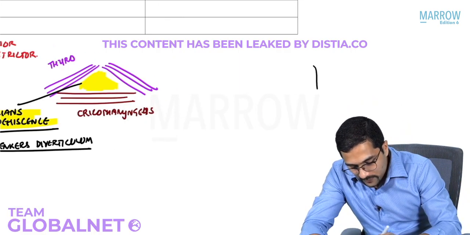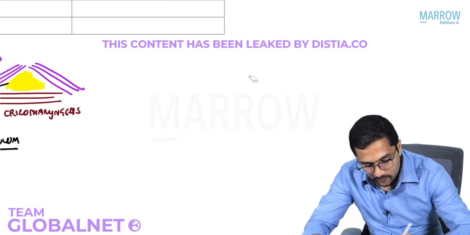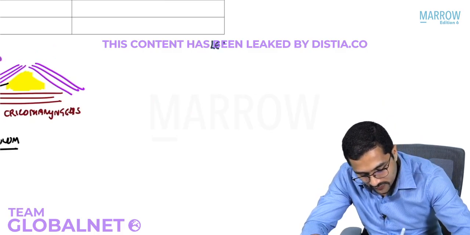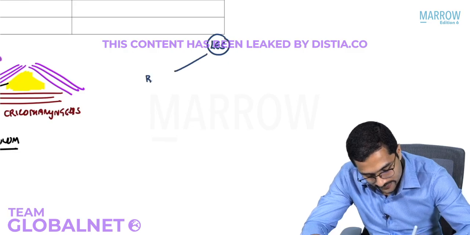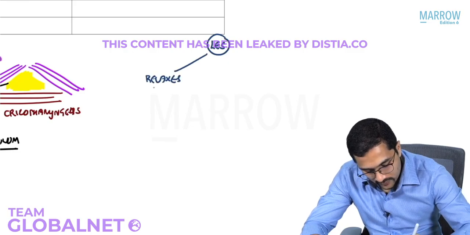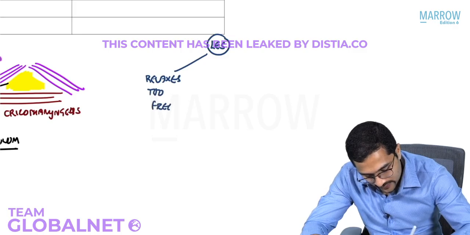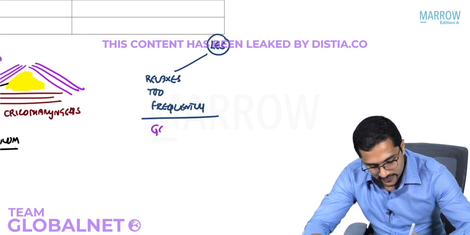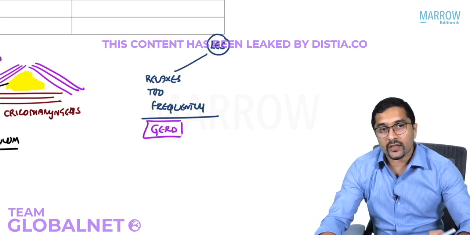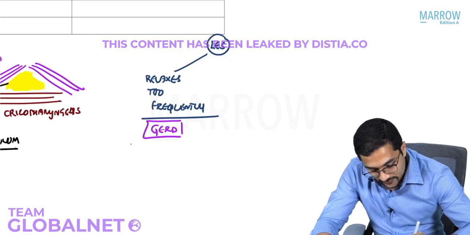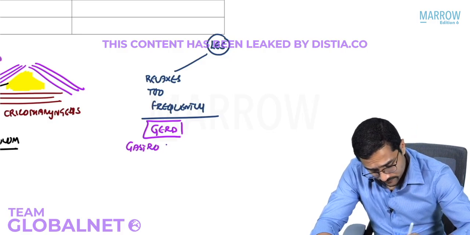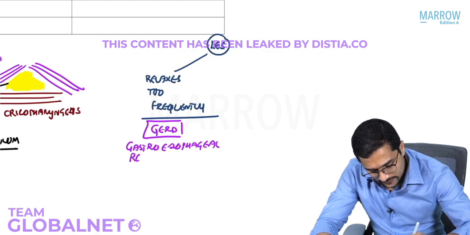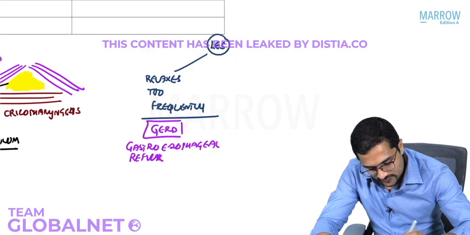Now, there are two problems which can occur with the lower esophageal sphincter. If it relaxes too frequently, in some patients, it can give rise to an entity known as GERD, gastroesophageal reflux disease. This is very common, and we'll talk about it in great detail because lots of questions are asked from it.